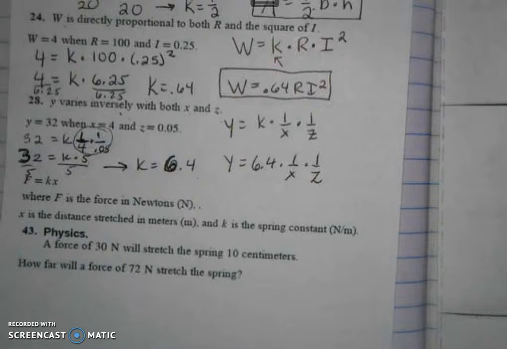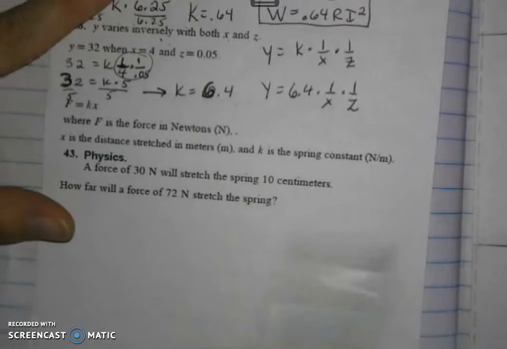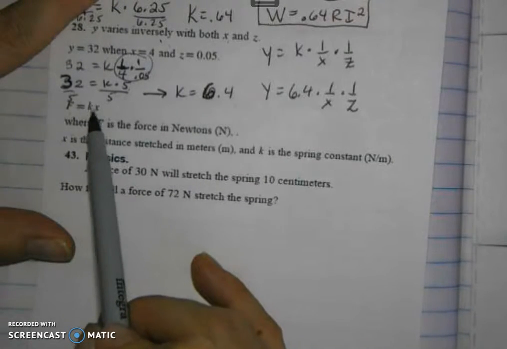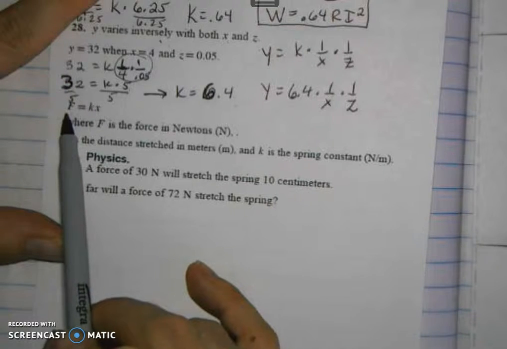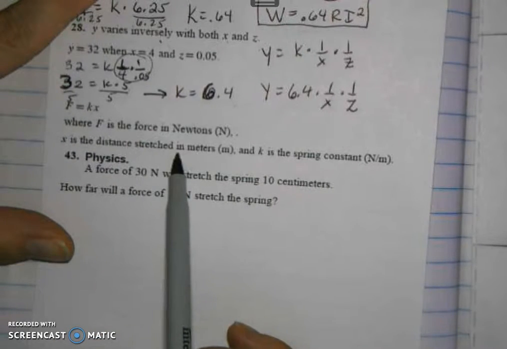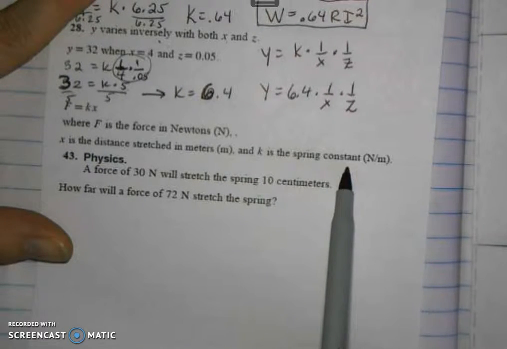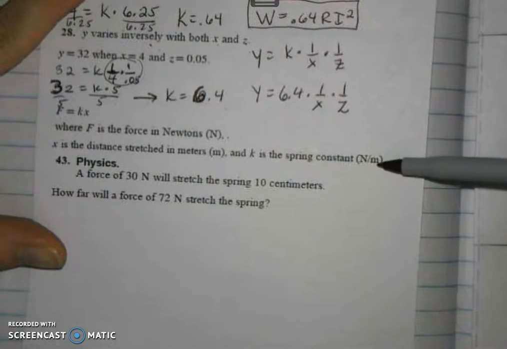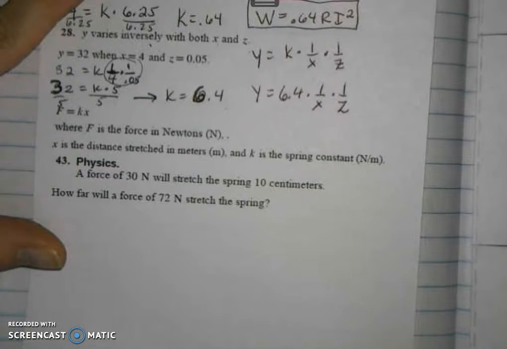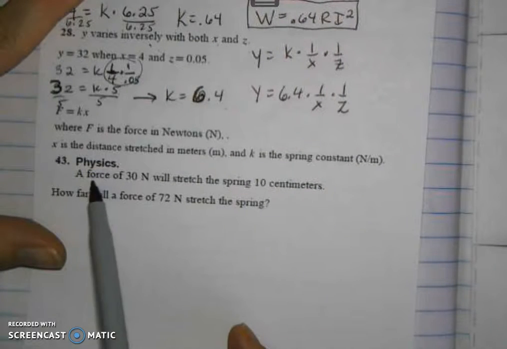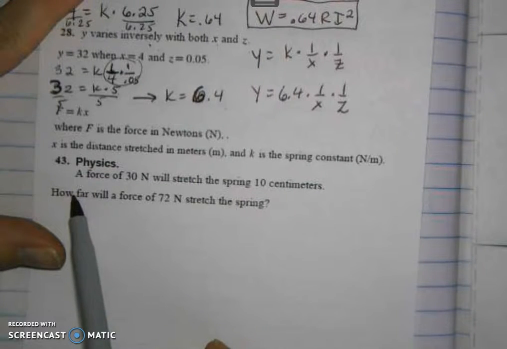So now we'll go on to number 43. They tell us in the book, because that's where I got this, that F equals K times X is a direct variation. F is the force in newtons. X is the distance stretched in meters of a spring, and K is the spring's constant. And the reason it has n/m is because this is newtons, this is meters, and they have to cancel correctly. Okay, so you're good. You've used it in MPI.